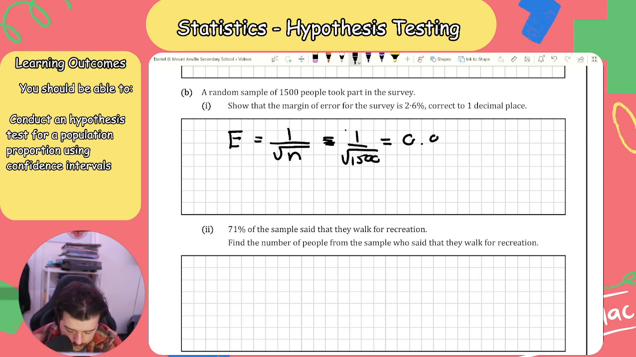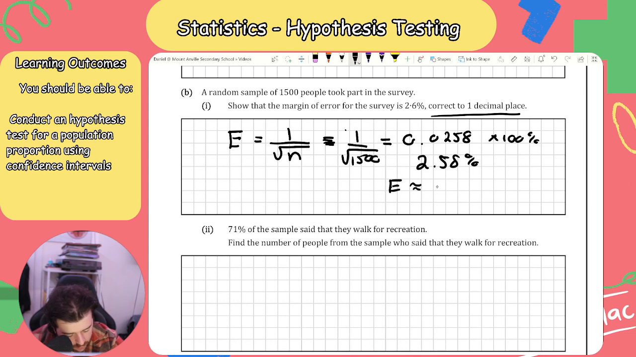That is equal to 0.0258, multiplied by 100% to get a percentage. That's going to be 2.58%, but it says to 1 decimal place. So my margin of error is going to be equal to 2.6%.